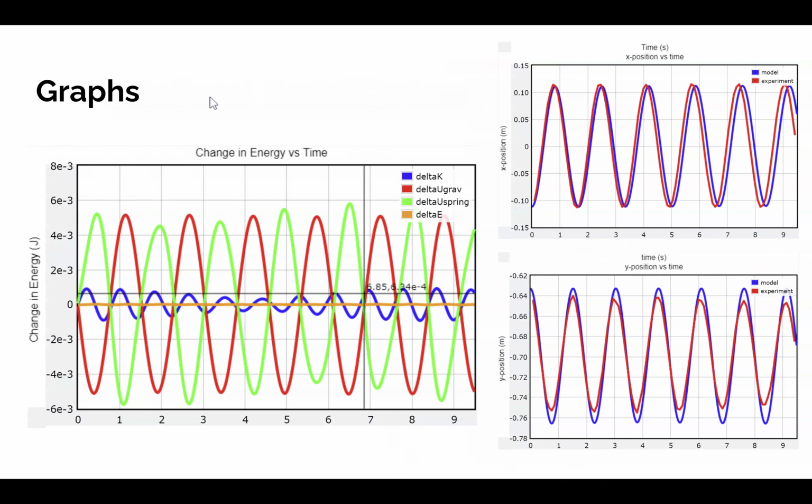So here are the graphs that resulted from my code. The big one on the left shows all of the different energies plotted, as well as the total change in energy. On the right, I have the x position versus time and y position versus time for my computational model, and also my experimental data.